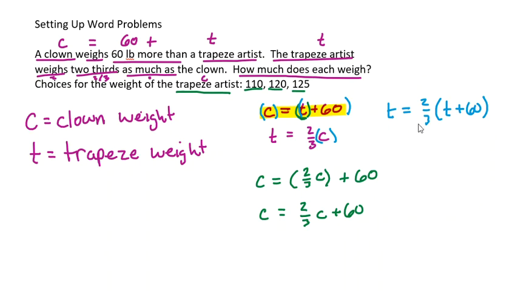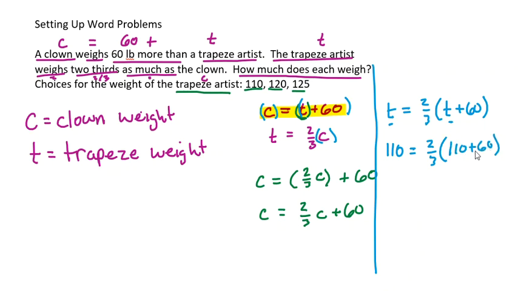And now I'm going to plug in my numbers here and see what happens. So I have the formula there. I can just start plugging in t. I've got two spots for t there, and I can plug in my numbers and see which one works. Okay, so 110, let's just try the first one. 110 equals 2/3 times 110 plus 60. Okay, 110 plus 60 is 170.